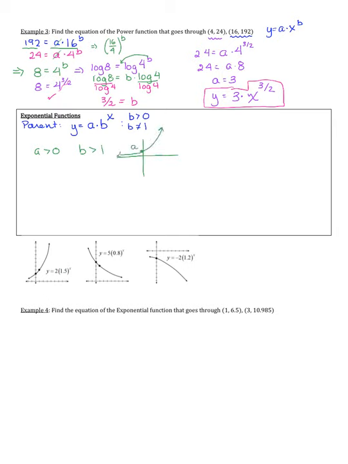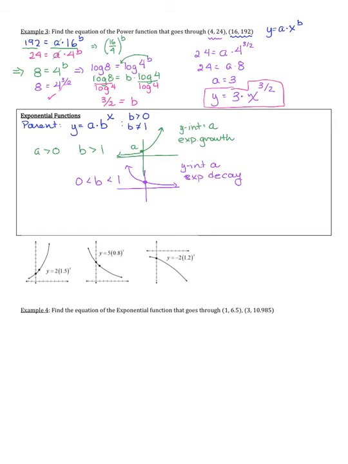And usually you pass through a. So our y-intercept is a, because b to the 0 is 1, and 1 times a is a. So we call this exponential growth. And if b is between 0 and 1, obviously not equal to either, then you have exponential decay. However, you're still passing through a y-intercept of a. This is going to be your exponential decay.